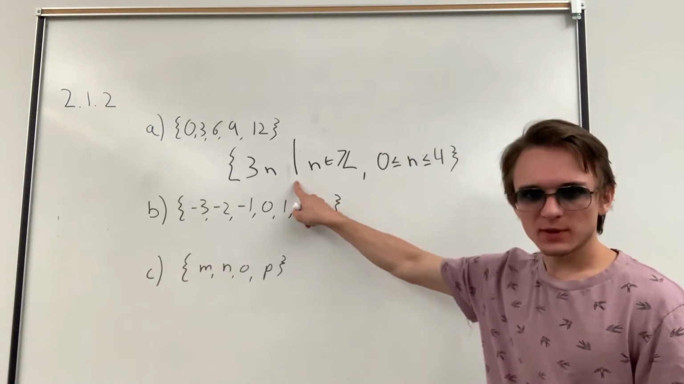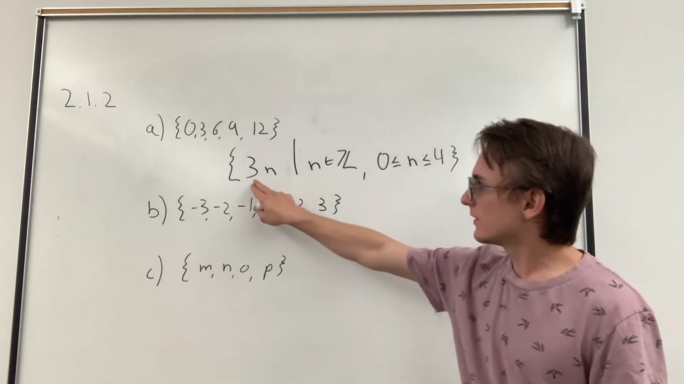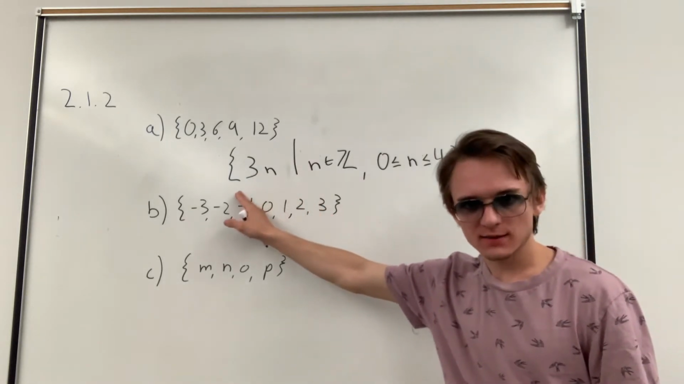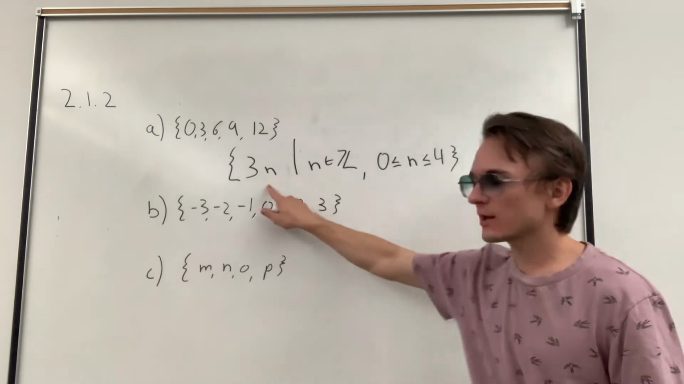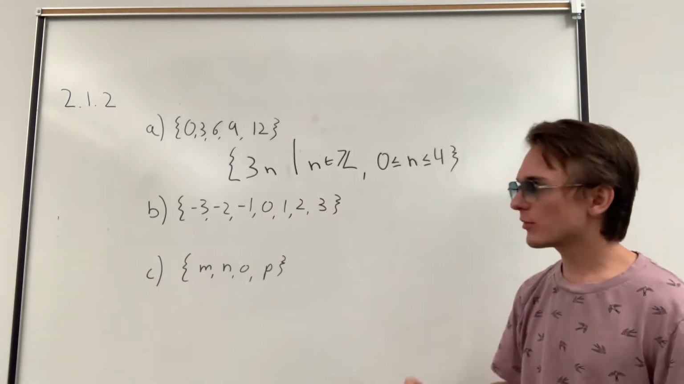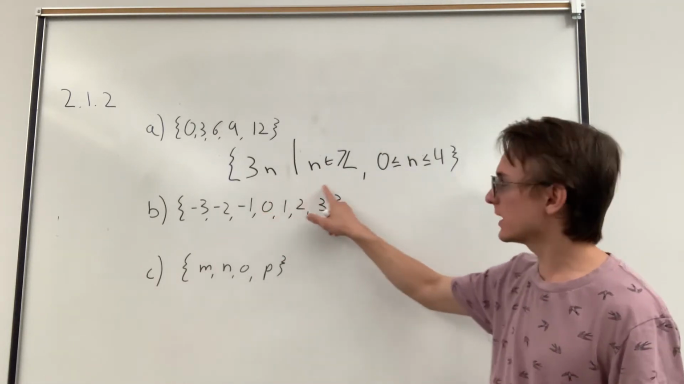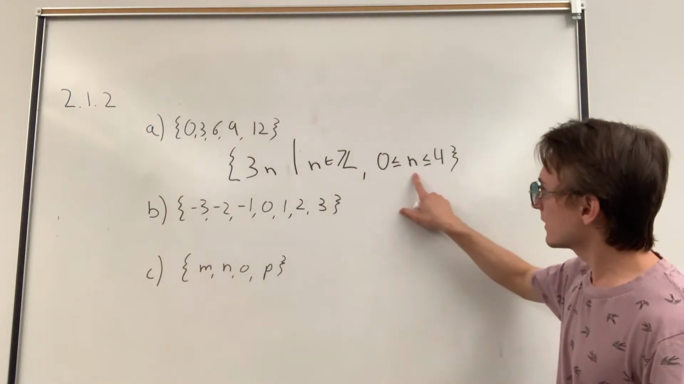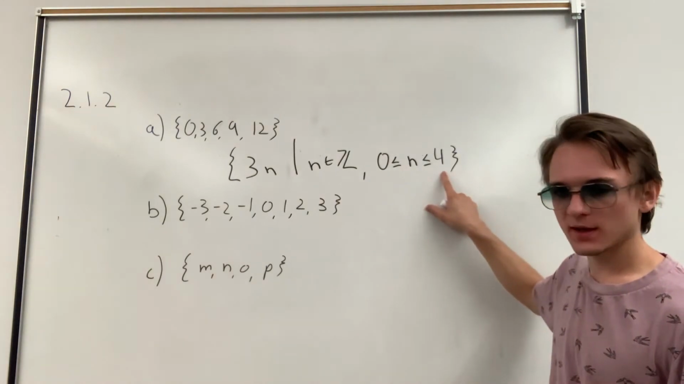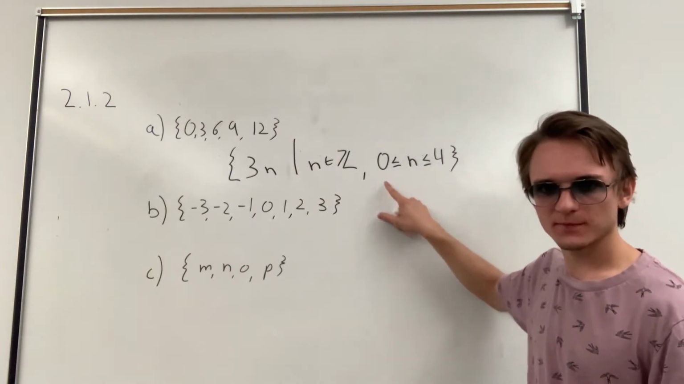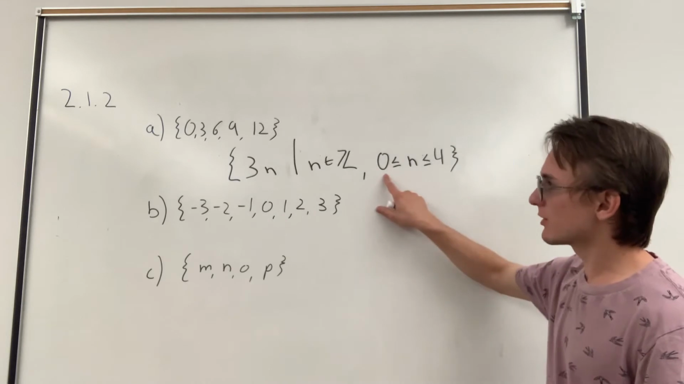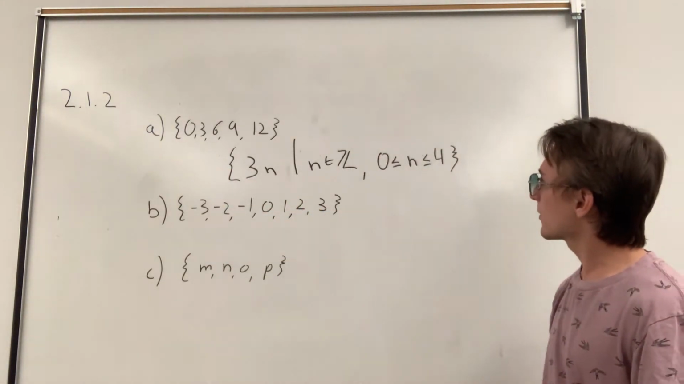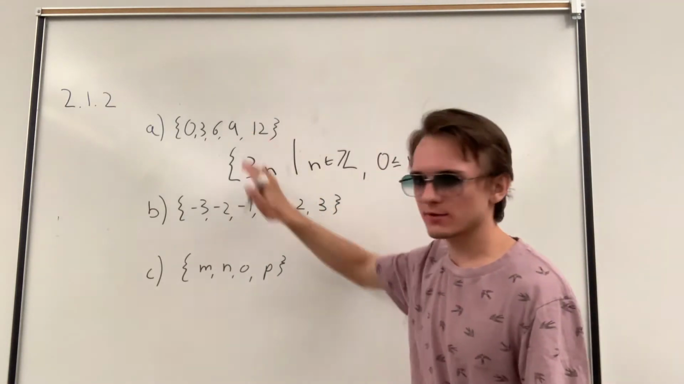This little pipeline kind of splits off the numbers or letters or whatever that are contained in our set from the condition applied to those numbers. So every number in our set is 3n, where n is an integer, and we apply the condition that n is less than or equal to 4, and it's greater than or equal to 0, right? Because 0 times 3 is 0, and 4 times 3 is 12.